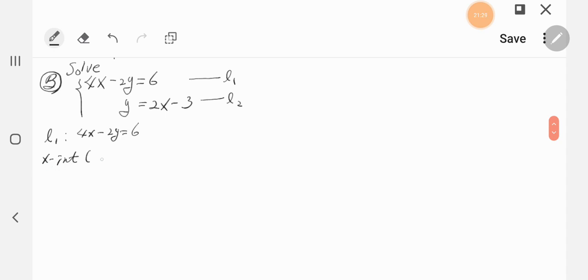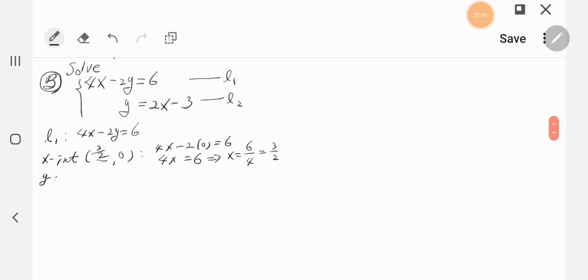The x-intercept: set the y value equal to 0, right? So 4x minus 2 times 0 equals 6. Then 4x is equal to 6. So this will give us x is equal to 6 over 4, right? 6 over 4 is 3 halves. Okay, so x is 3 halves, y equals 0, 3 over 2.